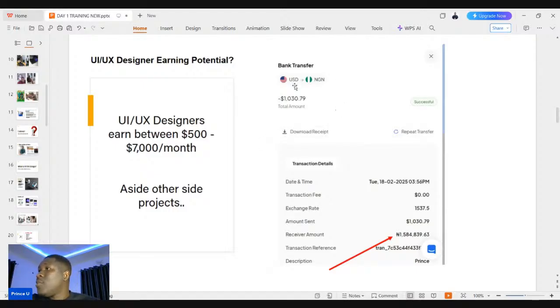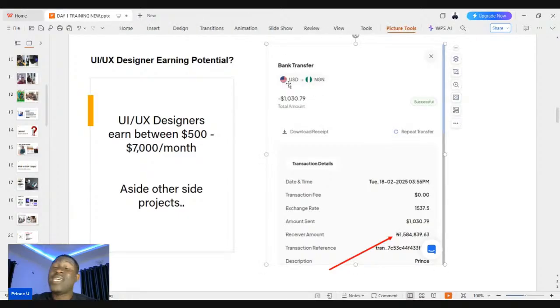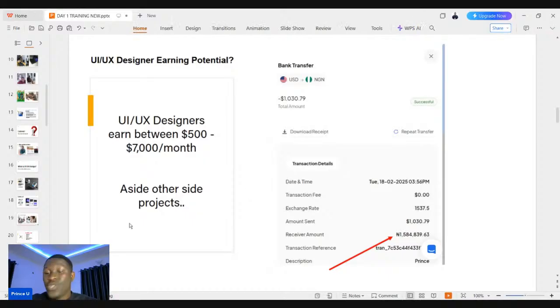So this is one of my screenshots. You can see a transfer from my USD account to my Nigeria account. This was a $1,030 payment. You can see the amount here, right? That's 1.5 million. This is not per month, just one project payment. So that's not salary. Oh my God. So this thing I'm telling you, I know what I'm saying. Remember where I'm coming from, the 40,000 naira per month. You can see.